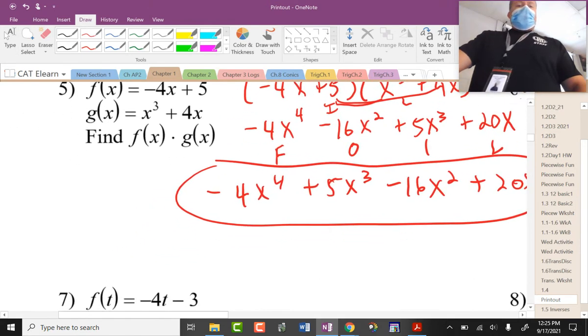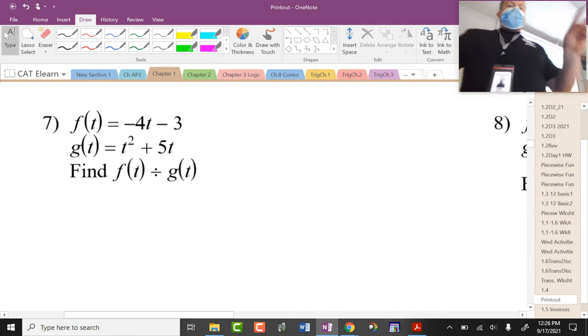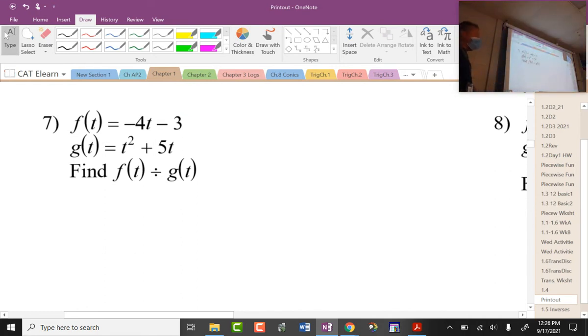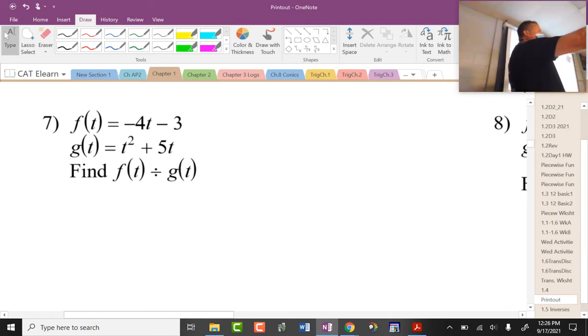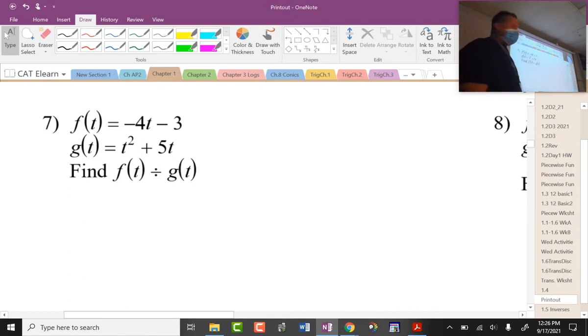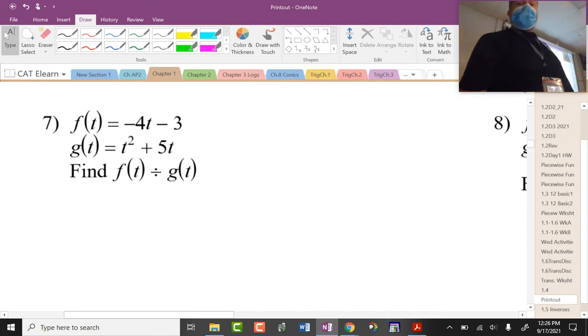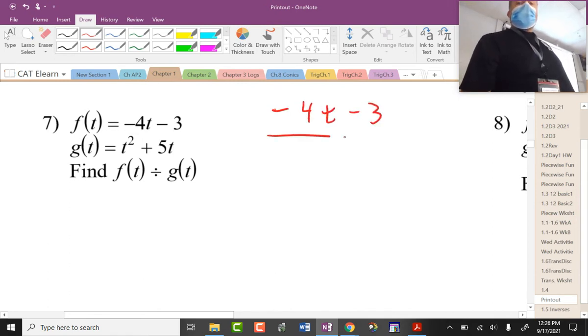Okay, where are we at here? Oh, and then the division. Really not a big deal. I wish I could get questions that work a little bit better, but this is the one where I'll ask the domain after. The one question. F of t divided by g of t. It is really simple. It is negative 4t minus 3 divided by, this is how we want to write it, t squared plus 5t.